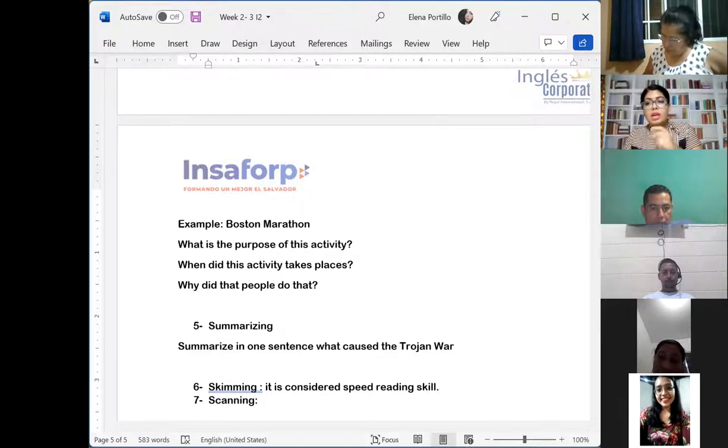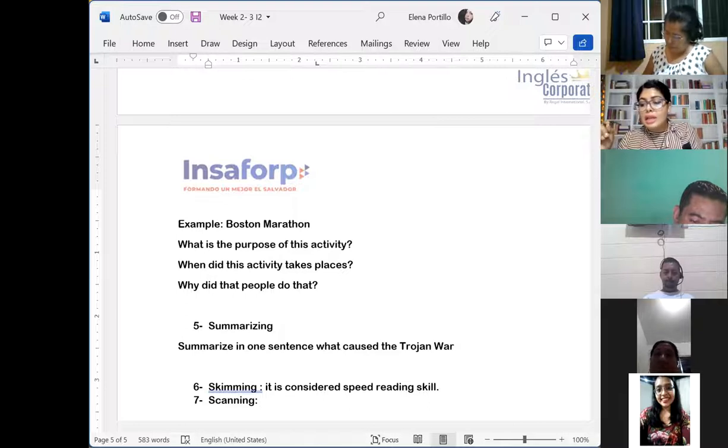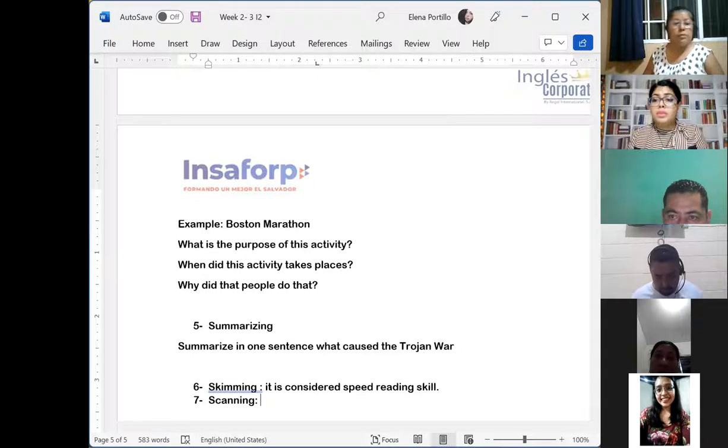In this case, it's the second strategy that is considered a speed reading skill. So scanning, on the other hand, allows you to quickly search a text for a particular piece of information. Scanning is ideal when students need to find a phone number in a directory, the date of a historical event, or the time their train is leaving. And in this case, scanning is just for specific information. It is not to find the best points of the news or the articles. In this case, it's for specific information.